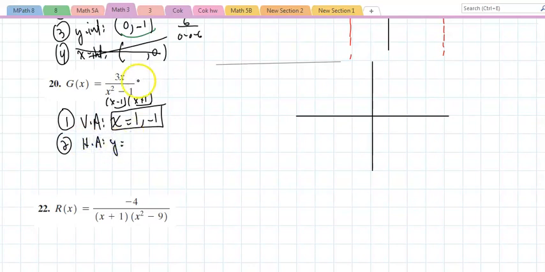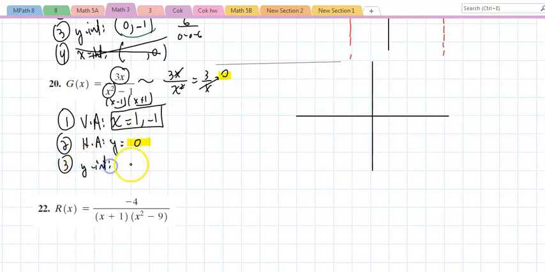Y equal, what dominates the top? The leading term on the top is a 3x. The leading term of the denominator is an x squared. Doesn't this cancel one of those and you're left with 3 over x? Any number over x approaches 0. There it is. 3. What is the y-intercept? If I replace x by 0, what do I get? So I'll get 0 over negative 1, which is 0. And 4, x-intercept. That is always setting this top equal to 0.